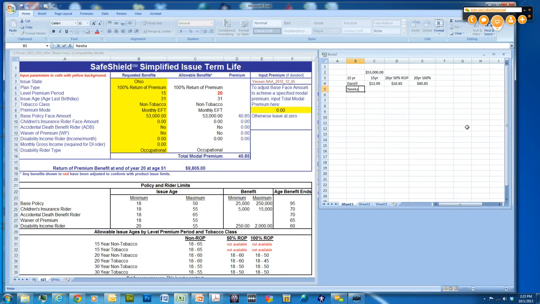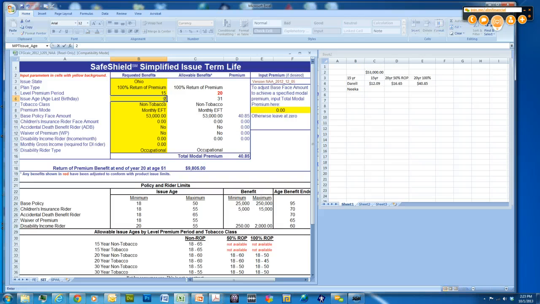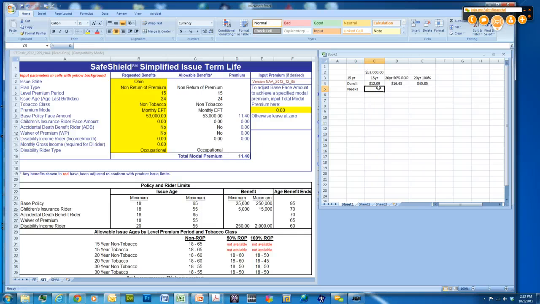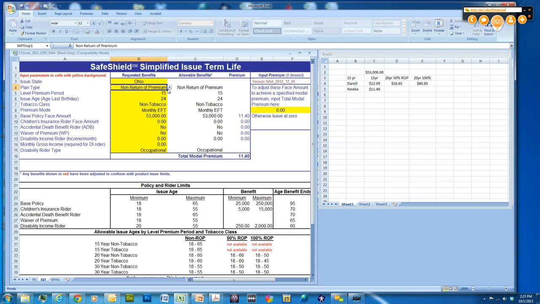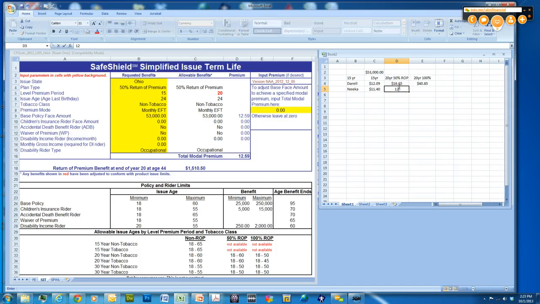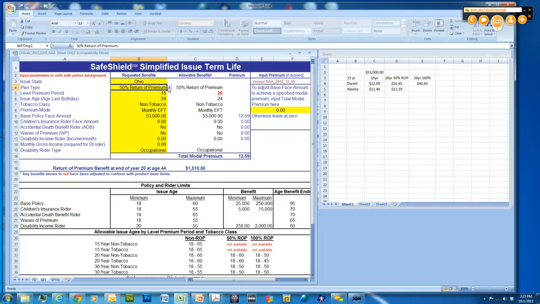Okay, so I'm going to do the same with Nika. Okay, Nika. She is 24. Okay, 53,000. So I'm going to go back starting out with non-return premiums. That's $11.40 a month. Okay. Then I'm going to do the 50%, and that's $12.59. And then 100%, that's $32.55.